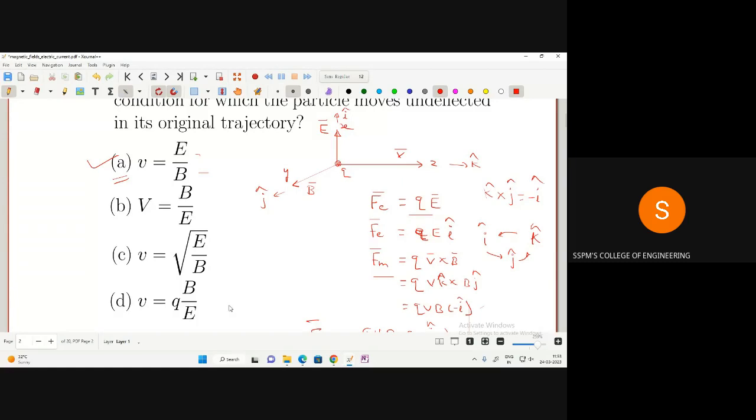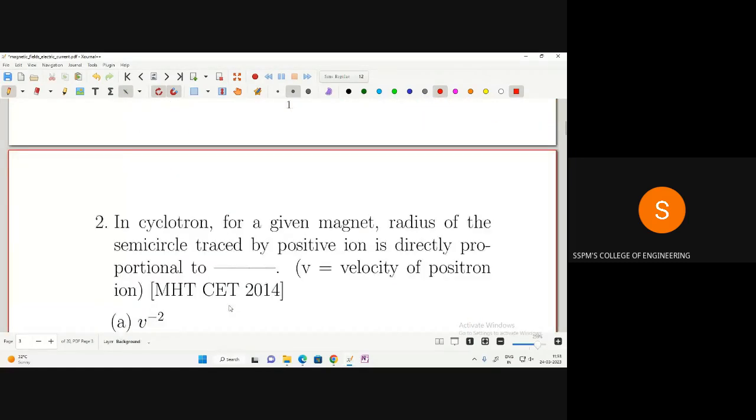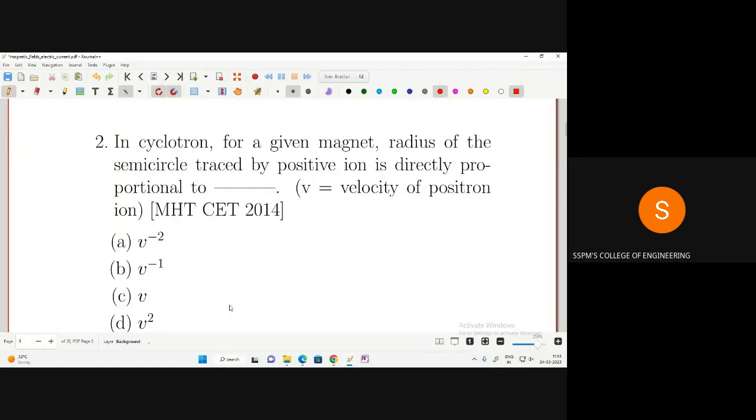Let us move to the next example. In this example, the charge Q is placed in the middle of the magnetic induction, so that the charge will move in circular motion. The example is given like that. In a cyclotron, for a given magnet, the radius of the semicircle traced by a positive ion is directly proportional to.